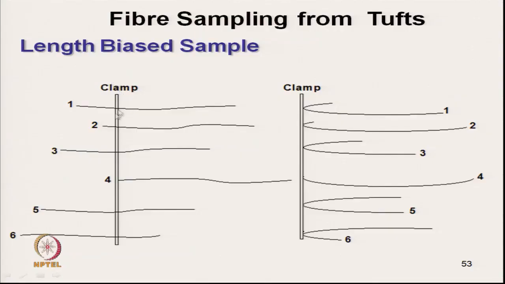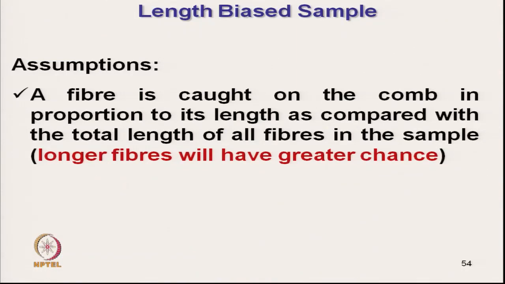So, that is why this is the length bias sample, and here after clamping, these fibers will get folded, like fiber 1 forms like this, fiber 2 forms like this, fiber 3, fiber 4 has been clamped at the end point. Now, there are two main assumptions. The first is that a fiber is caught on the comb in proportion to its length as compared to the total length of all the fibers in the sample. That means longer fiber will have greater chances.